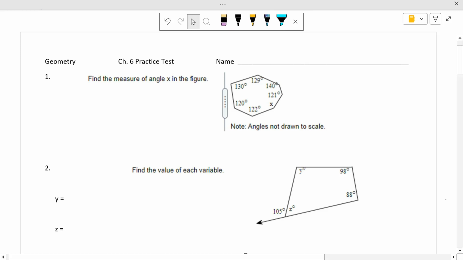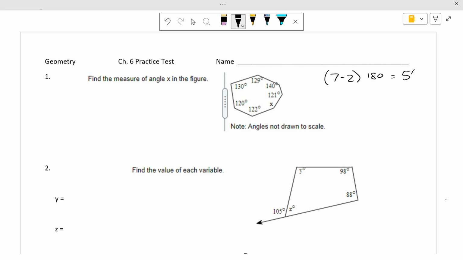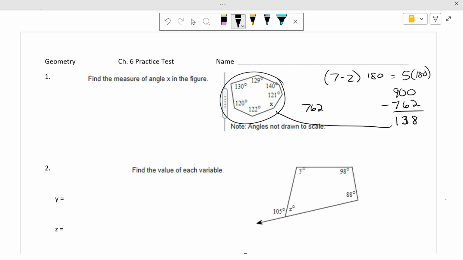There we are. Okay. On this, how many sides were there? 7. 7 minus 2 times 180 is 5 times 180, which is 900. What did all these add up to? 762 is what they added up to. So 900 minus 762 is 138. So 138 is what X is.